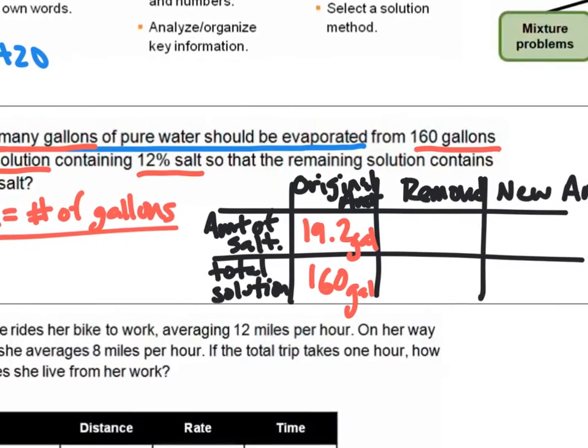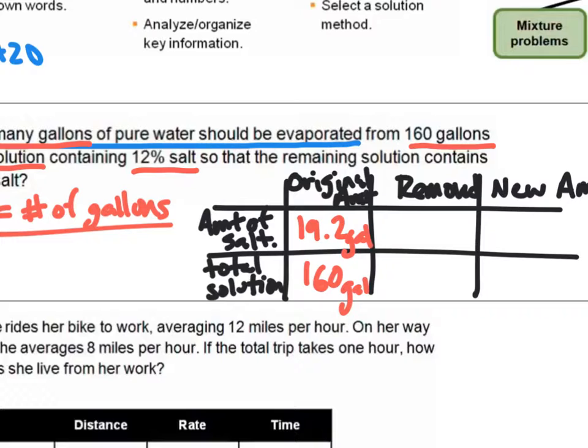So here's the thing. You have to ask these questions, and that's the hard part, asking these questions and figuring out what goes where. So what's been removed? What amount of salt has been removed from this? Zero. Zero amount of salt has been removed. But now the question is, how much water has been removed? Do we know? We don't.